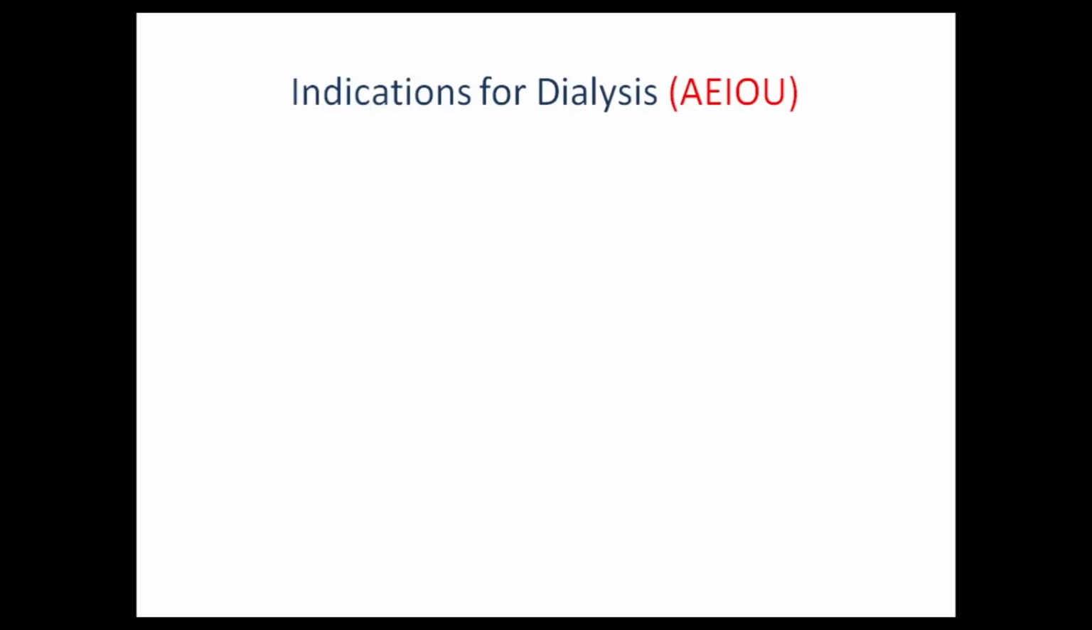So the first thing to remember is this mnemonic of A, E, I, O, U. Each of these alphabets will represent one indication, so it will become easy for you because all of you know this sequence of alphabets. These are vowels, and the first one is A for acidosis. By acidosis, I mean metabolic acidosis which is not responding to medical therapy.